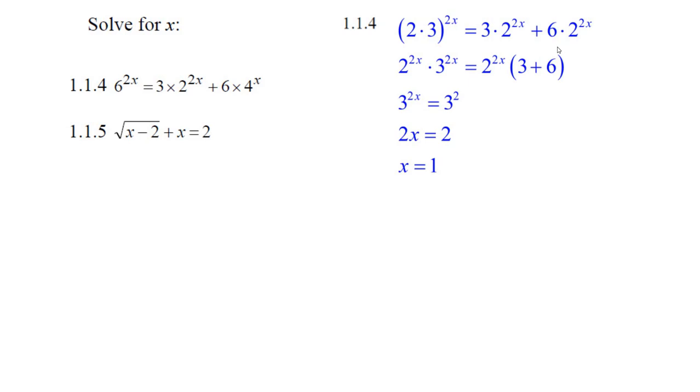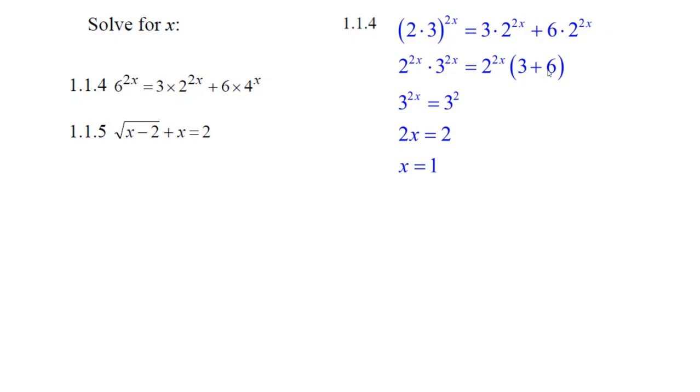Well, what are we going to do? Let's factor out 2 to the 2x. And then we go 2 to the 2x times 3, 2 to the 2x times 6. Hey, that's pretty nice because now we've got 2 to the 2x on both sides. If we divide both sides by 2 to the 2x, we're going to end up with 3 to the 2x.